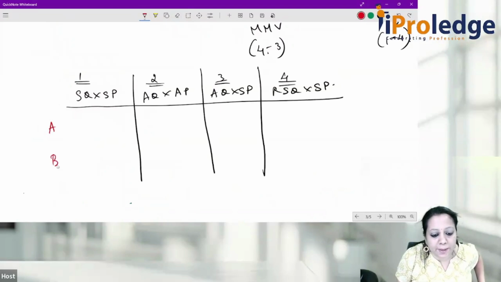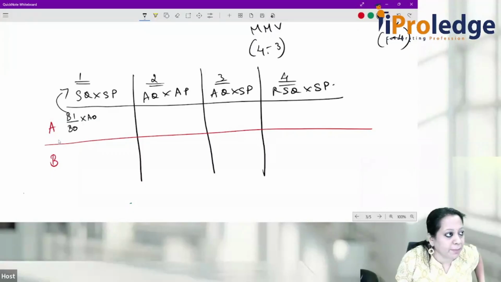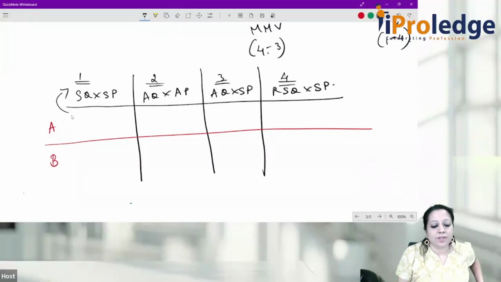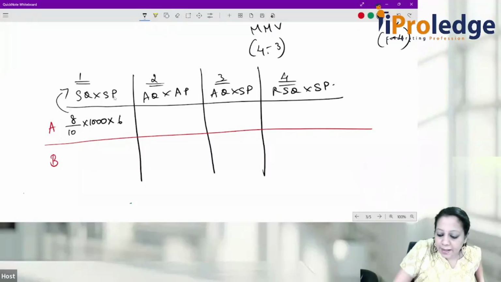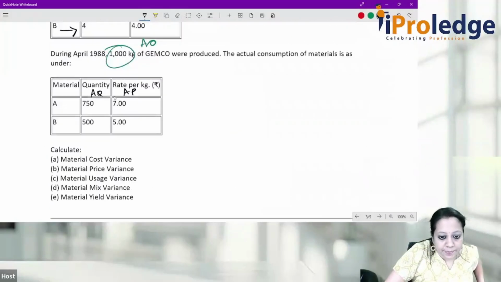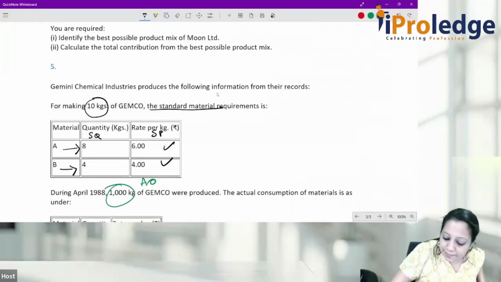Now, A and B, right, students? So what we will do is budgeted input divided by budgeted output into actual output. That is only standard quantity. Remember that in your mind, okay? Using the same logic, budgeted 8 divided by 10 into 1000 into what is the standard price, students? 6. Can you all see? Given in the question. Standard price 6 and 4 for A and B respectively. They have given it, no? That is why.